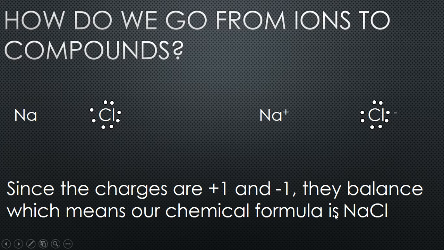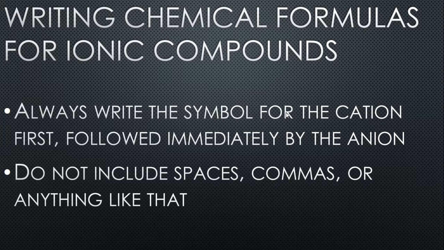So when we write the formula, it would be NaCl because the charges balance, right? We have a +1 and we have a -1, and we have 1 of each of those charges, so it balances. So when I'm writing the chemical formulas, always write the symbol for the cation, or the positively charged ion, first, followed immediately by the anion. Where people tend to get confused with this is that they include spaces, commas, or whatever, because it just feels weird to put two things back to back. But with chemical formulas, that's what you do.